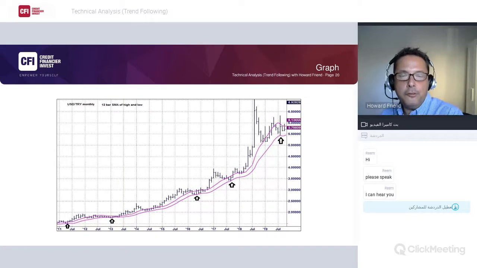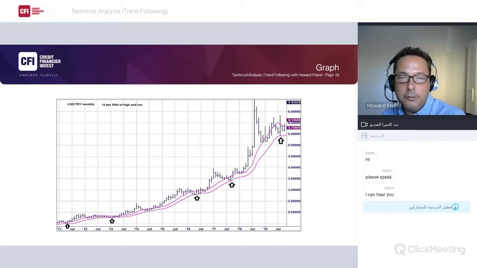Another example. Now this is a weird one. This is the dollar against the Turkish lira on a monthly chart. Now this is using a price envelope, which I mentioned earlier on. This is a 12 bar simple moving average of the high and of the low. So we're not looking at the average of the close, we're looking at the average of the high, and we're looking at the average of the low, and it creates a band which we can use.